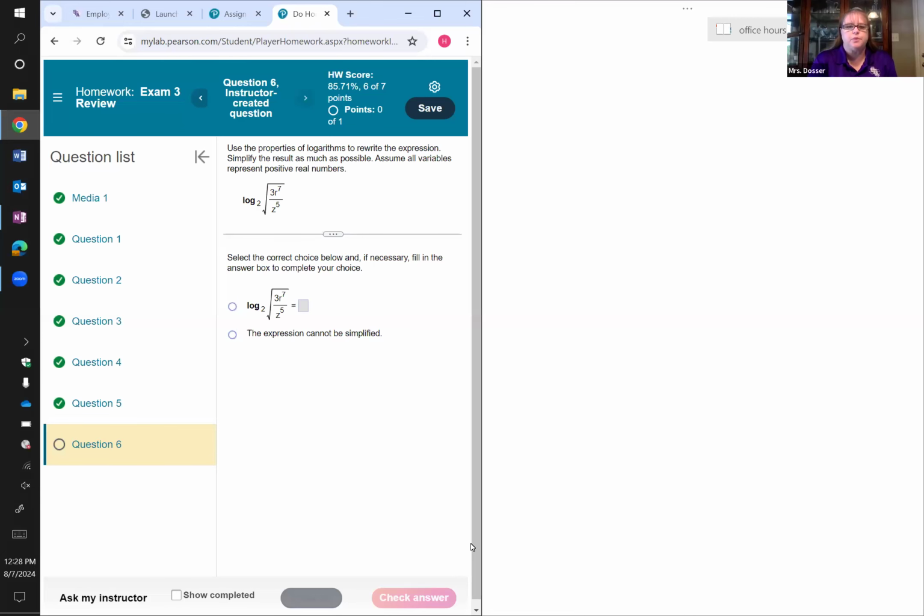Problem says to use the properties of logarithms to rewrite the expression, simplify the result as much as possible, assume all variables represent positive real numbers. So the properties of logarithms they're talking about are the product rule, the quotient rule, and the power rule. And so we're starting with log base 2 of the square root of 3r to the 7th over z to the 5th.